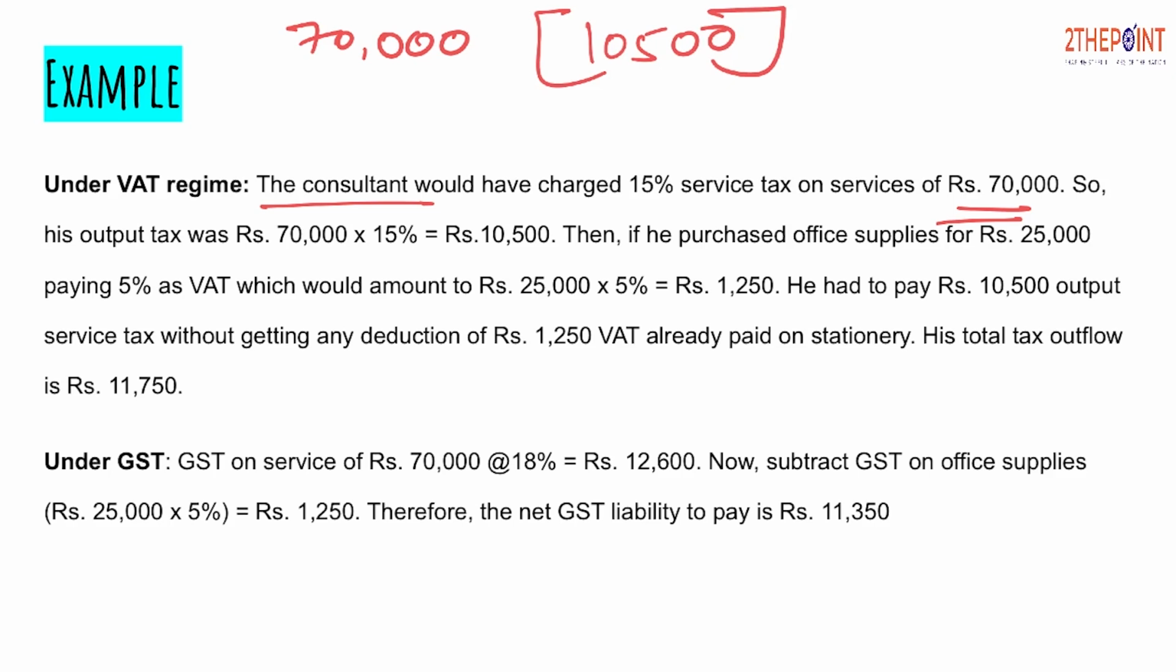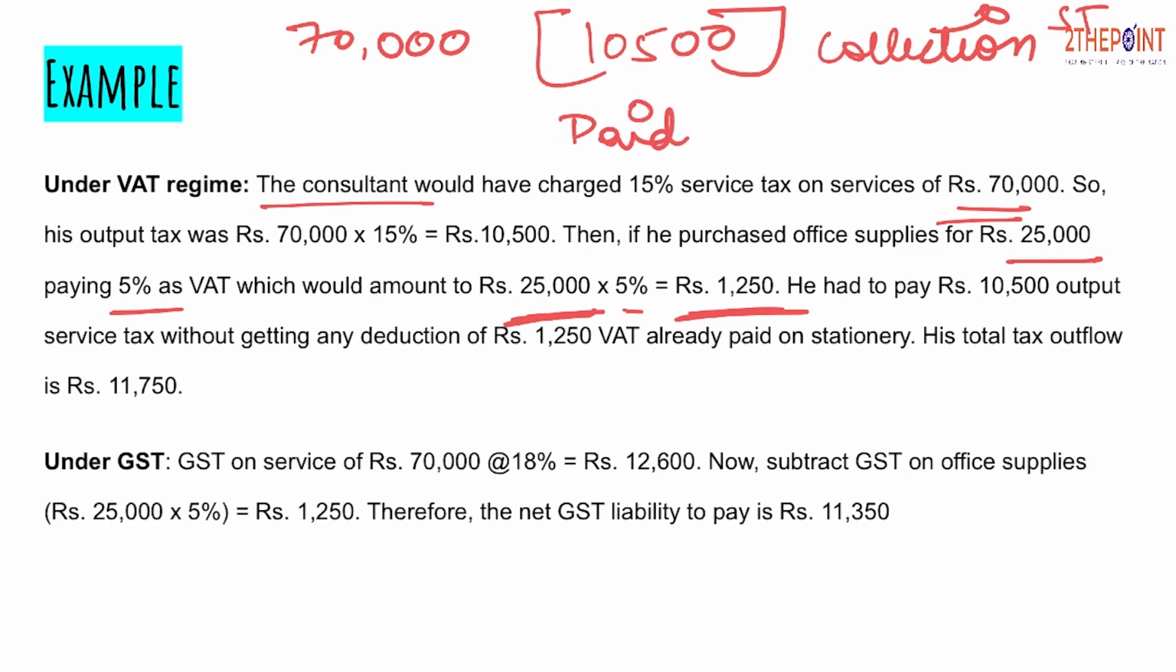While providing services, this consultant used some goods, that is some stationery, some paper, collectively called stationery. So when this consultant bought stationery for its office, for 25,000, it paid 5% as VAT on that. So 5% of 25,000 comes to rupees 1250. So this 10,500 was the collection of service tax, right? But at the same time, it paid 1250 as tax.